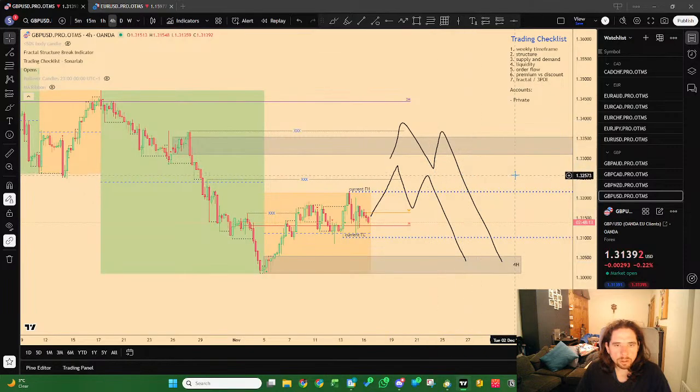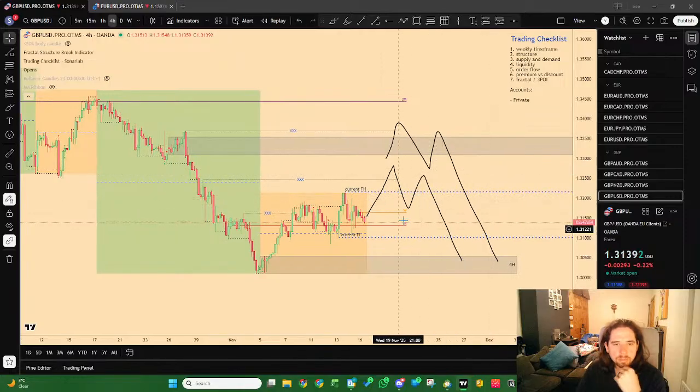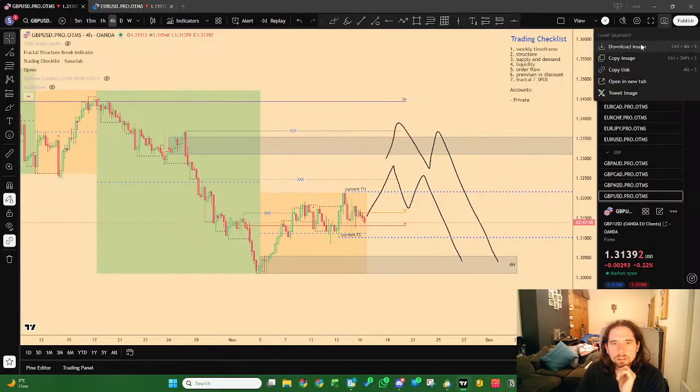So what I want to do is, because I wanted to take that liquidity there and that one there, this is at the 50% mark, so I'm happy for it to turn there, and if we get a change of character, I'm happy to take it from there. Okay, so what I want to do is download this.